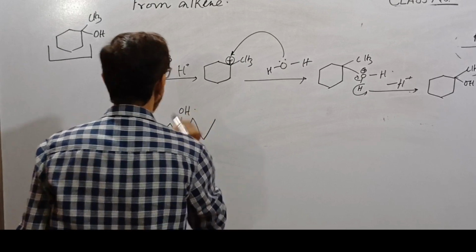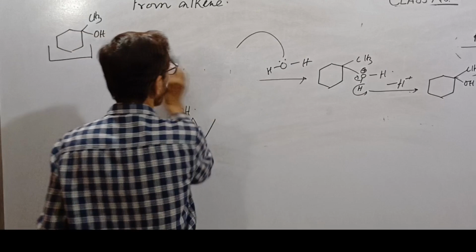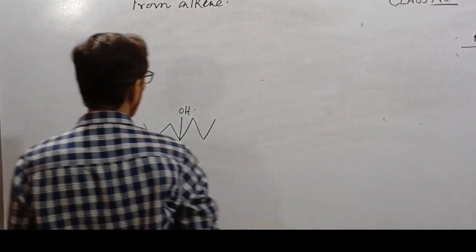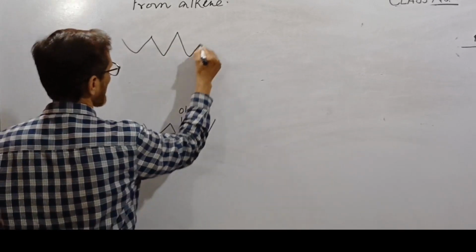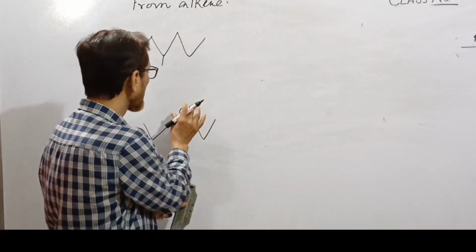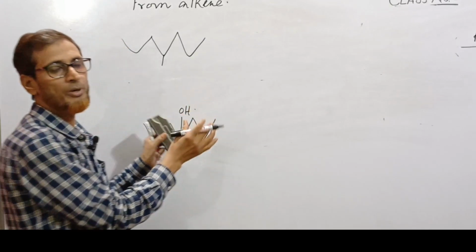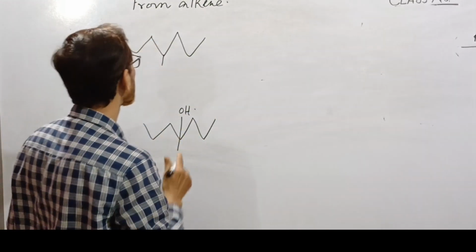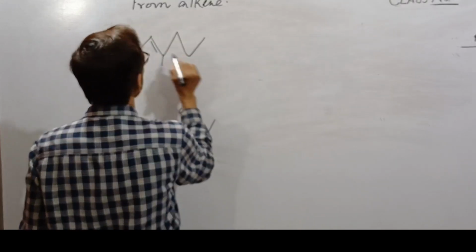You are asked to prepare this one, again from alkene. This one from alkene. So you just write. Am I right? Again, I am telling you that you need not use OH here because your compound does not have OH. It is after acid hydrolysis that you get OH. So your double bond is here.